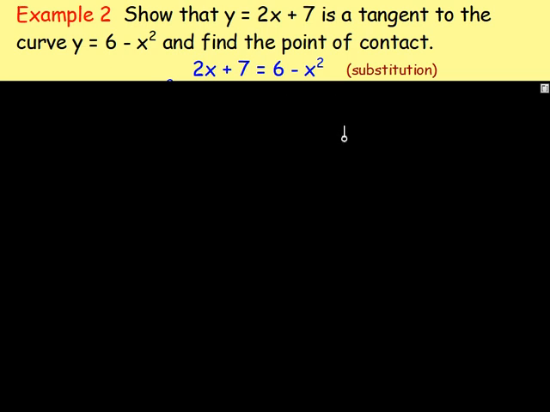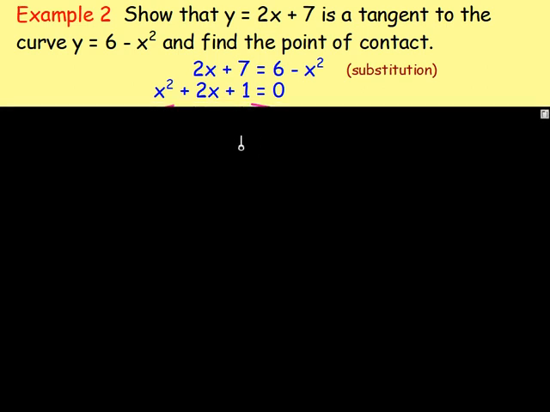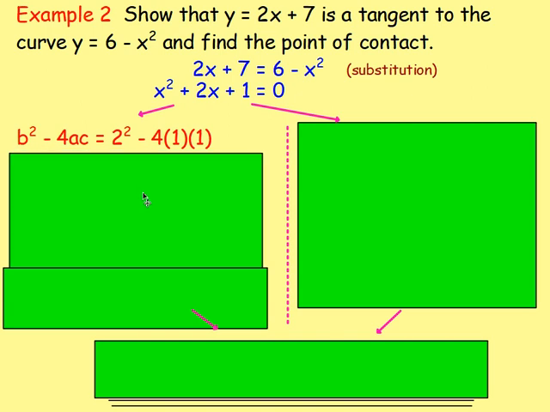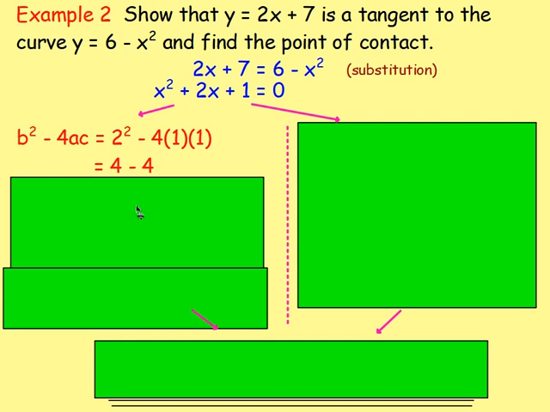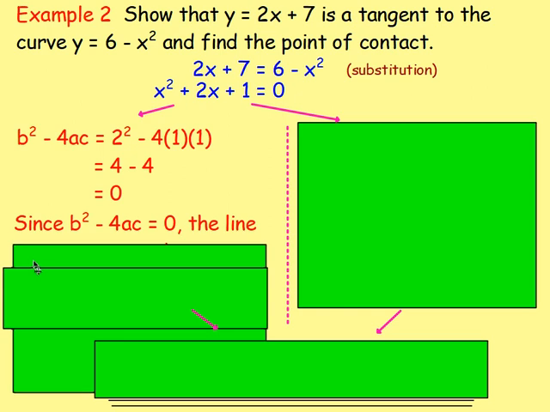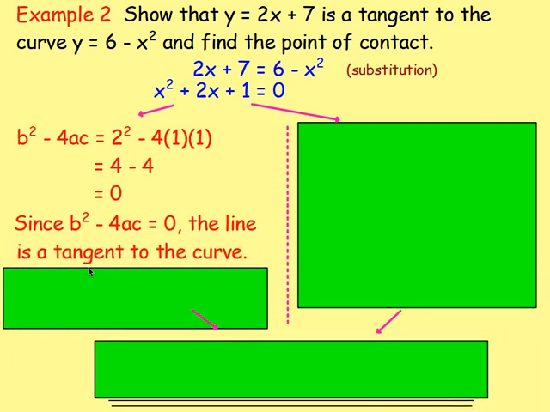From there, you want it in the form ax squared plus bx plus c equals 0. So from here, I'll add x squared to both sides, subtract 6 from both sides, and that gives us x squared plus 2x plus 1 equals 0. From there then, once again, you can do this two different ways to show that the line is a tangent. One way is to use the discriminant, so b squared minus 4ac. That will give us 2 squared minus 4 times 1, which works out to be 4 minus 4, which again works out to be 0. So since b squared minus 4ac equals 0, the line's a tangent to the curve.